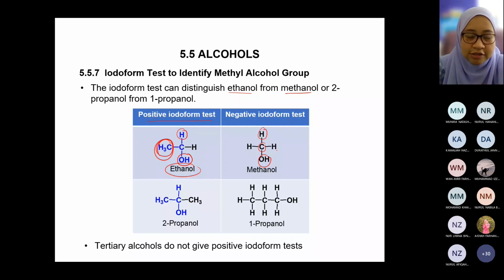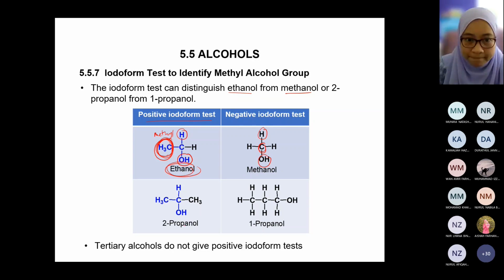Dia seorang-seorang je kat situ. Okay, dia mesti methyl, bukan ethyl, bukan butyl, bukan isobutyl, bukan. Dia group dia mesti methyl. Okay, baru dia bagi positive result. So that's why ethanol gives positive result compared to methanol, even though both of them also are alcohol.